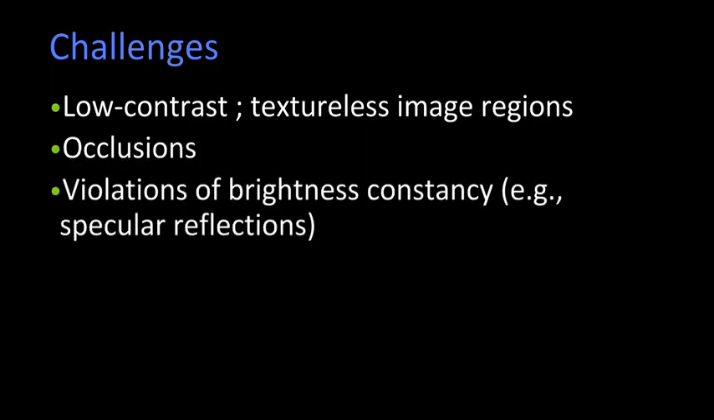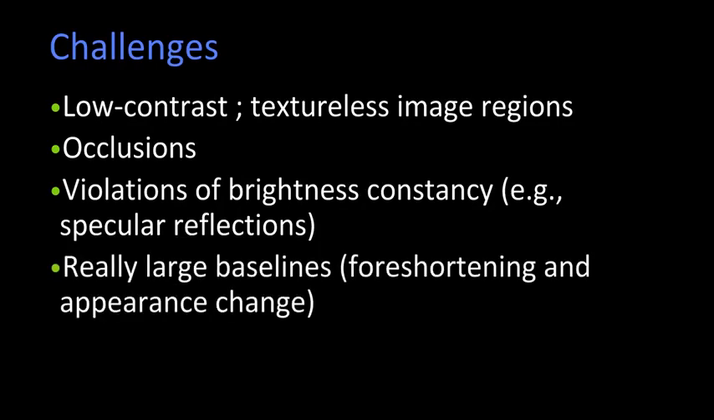Violations of the brightness constancy, so things like specularities whose position on the surface moves as I move, that violates our stereo. Really large baselines, so I've got a camera way over there and a camera way over there. Well, now I've foreshortened things, right? So here I see the front of the camera, and over here, probably I'm out of the field. All I see over there is the side of the camera. So if I wanted to do stereo matching, that's a very hard thing to do.